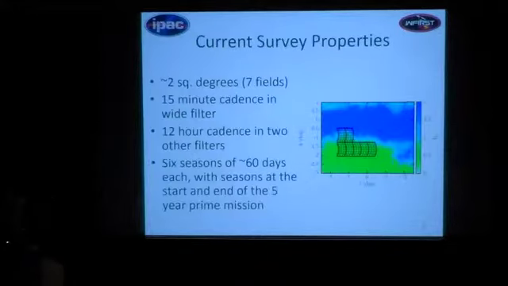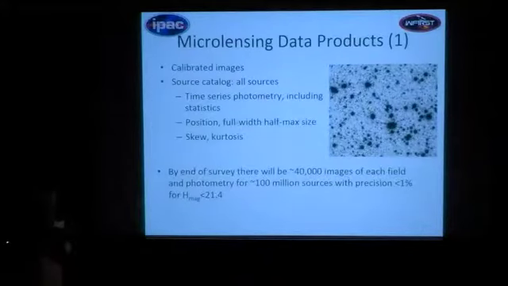Okay, so I don't think I need to go through this because Samson covered this very well. So let me actually spend a few minutes talking about the data products. I think these are things that you'll expect, like the calibrated images. There'll be a source catalog for all sources in the survey field and photometry for all of those. Things like position and Scott's favorite skew and kurtosis, or what is it you always call them? Moments. The moment curves.